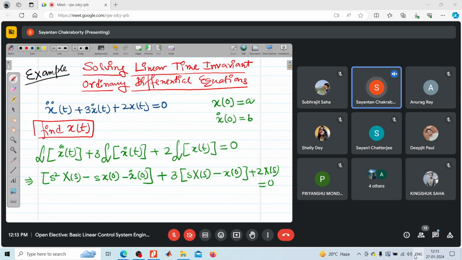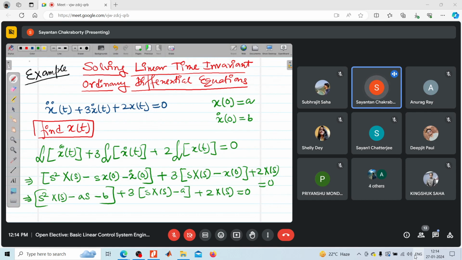Now, what are the values of x(0) and x dot 0? Put those values in. So, what we'll have: s square X(s) minus s a minus b, plus 3 times s X(s) minus a, plus 2 X(s) is equal to 0.